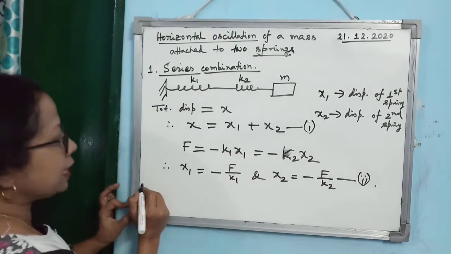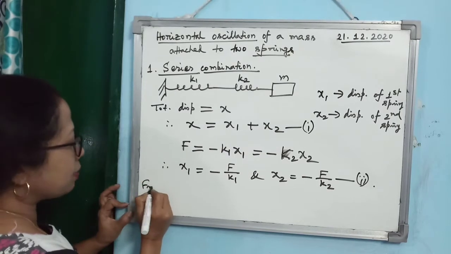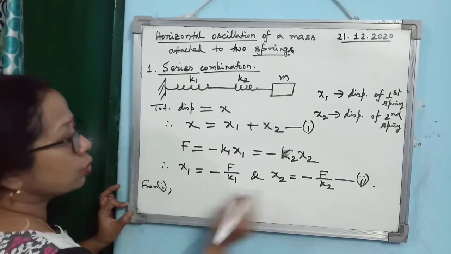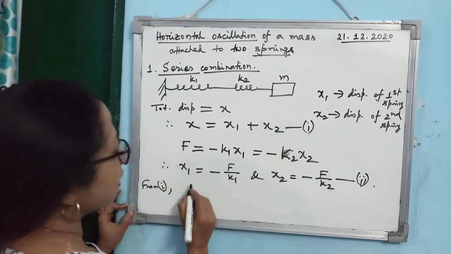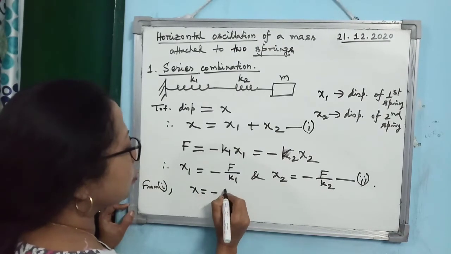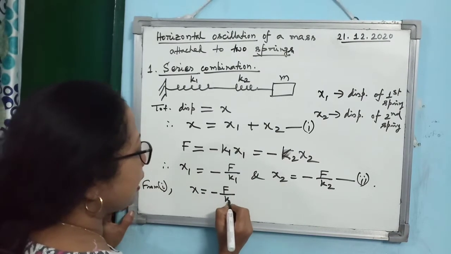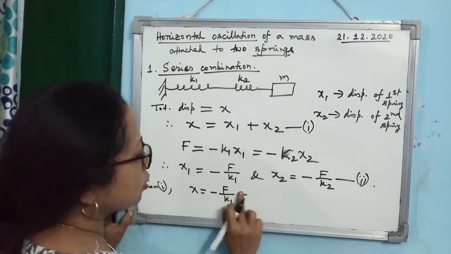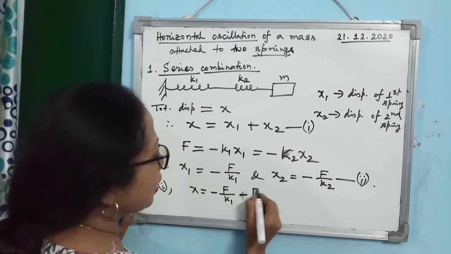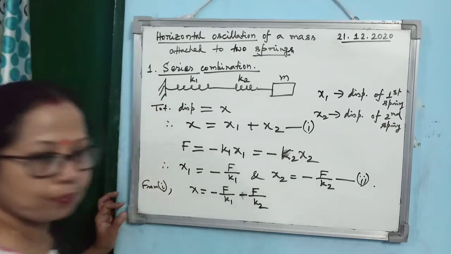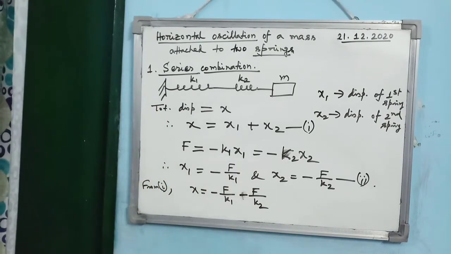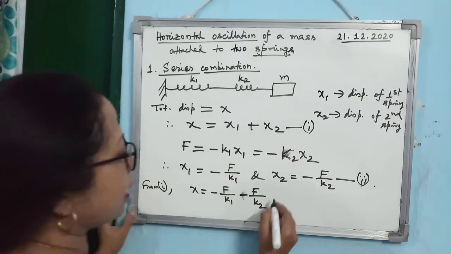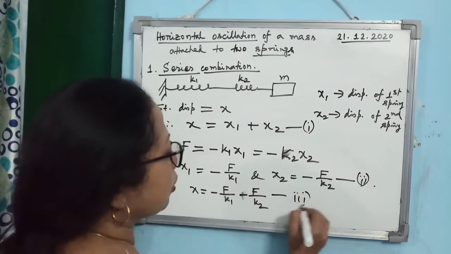So if you substitute equation 2 in equation 1, what can you write? x is equal to minus F by k1 plus minus F by k2. Is that clear? Everybody has understood? I hope so. So this is the third equation.